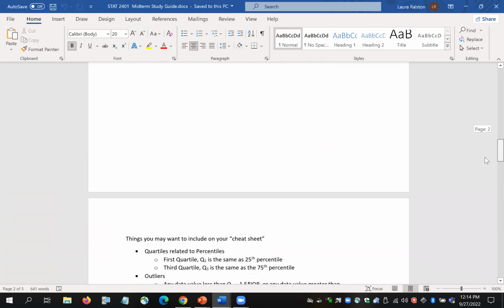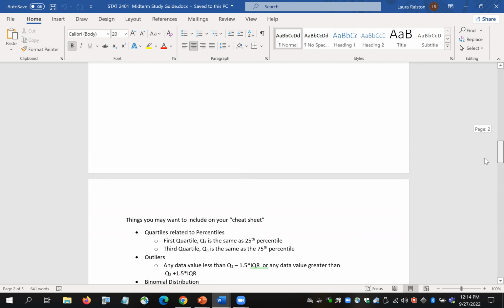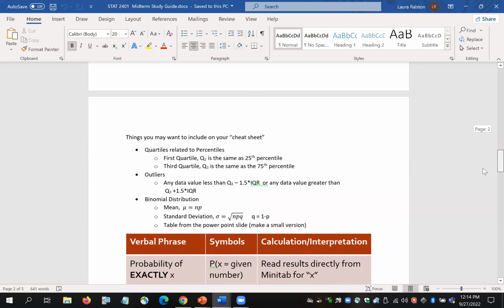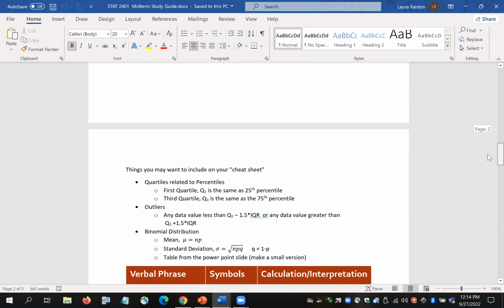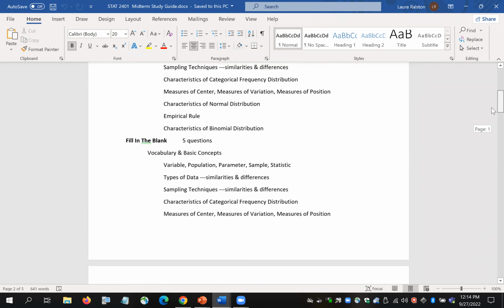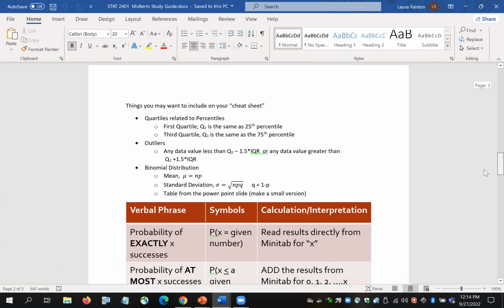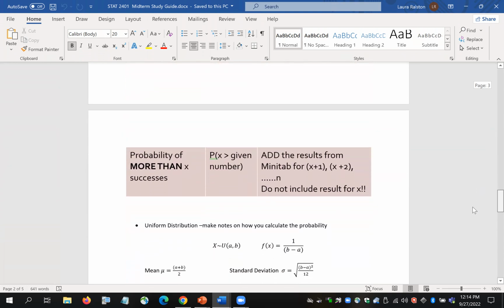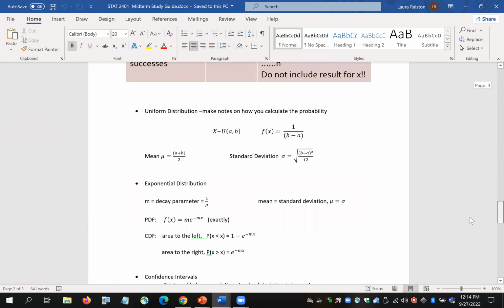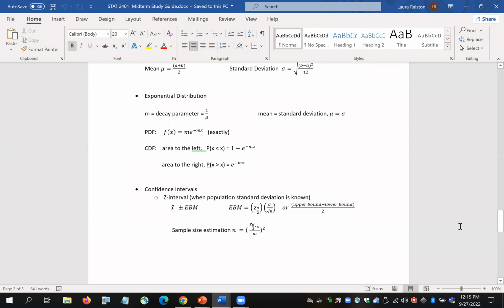I also give you very strong suggestions of things that you need to put on your cheat sheet, because you are allowed one 8.5 by 11 sheet of paper with notes on it, front and back, handwritten notes, and it says that up here. One 8.5 by 11 sheet of paper with handwritten notes, front and back. And Miss Ralston gives you a very lovely list of things that she strongly suggests you put on your paper. If Miss Ralston says, put it on your paper, put it on the paper. Okay?